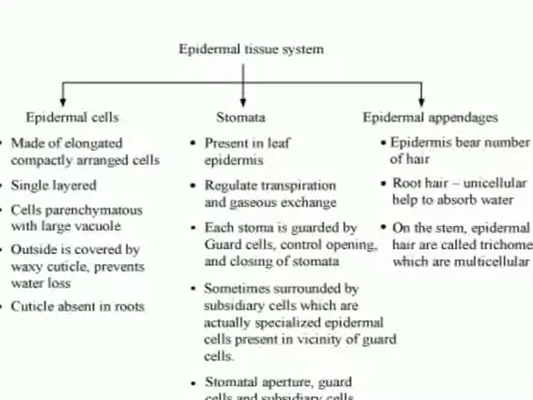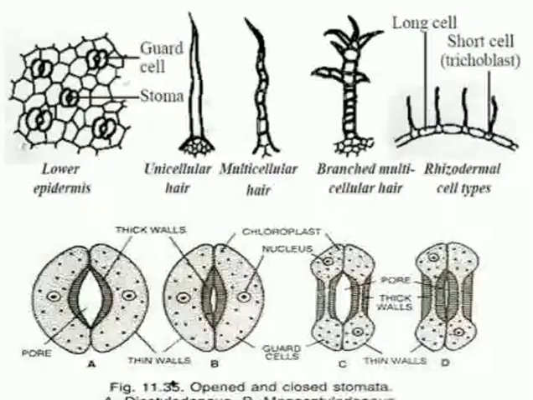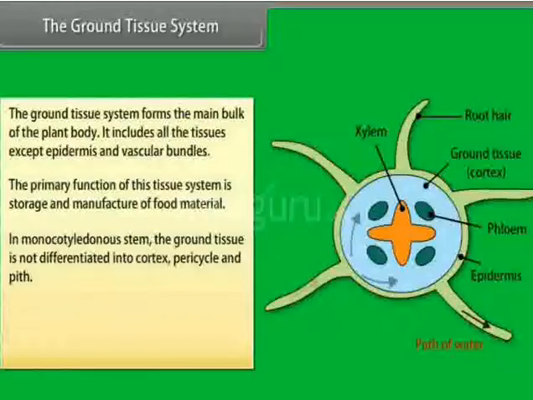Next, we will be discussing the ground tissue system. Ground tissue means the parenchyma, collenchyma, sclerenchyma present anywhere inside the plant body. The ground tissue system actually forms the bulk of the plant body. It includes all tissues except epidermis and vascular bundles. The primary function of this tissue system is storage and manufacture of food material.